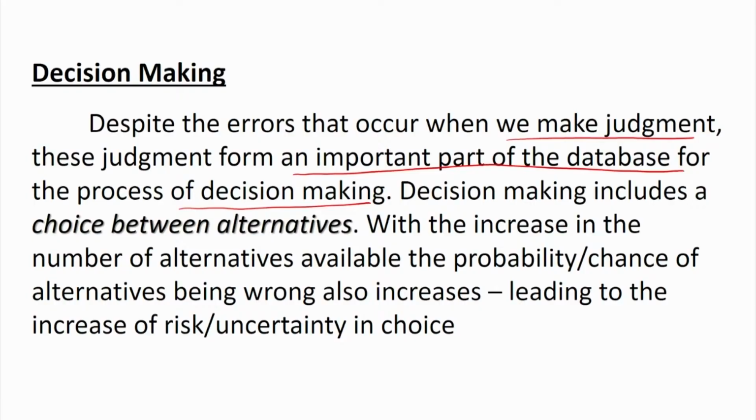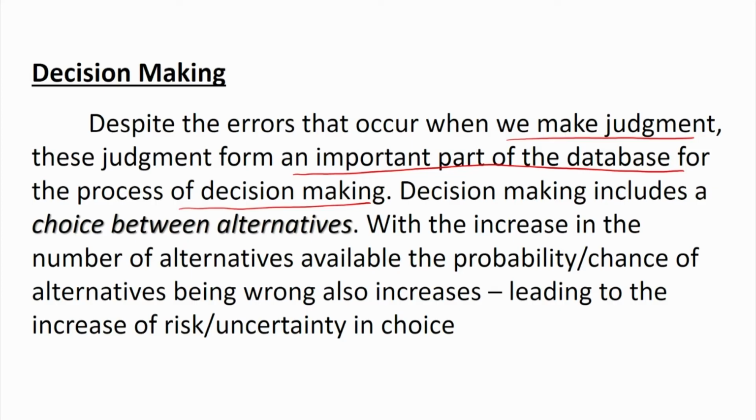Now, decision making generally includes a choice between alternatives, as I said. The process of judgment gives us a number of alternatives, a number of conclusions, a number of options. What decision making does is make a final choice, or make a final liking for a particular choice. Now, with the increase in the number of alternatives, there is another problem. As the number of alternatives increases, the probability or chance of alternatives being wrong also increases, leading to increased risk or uncertainty of the choice.